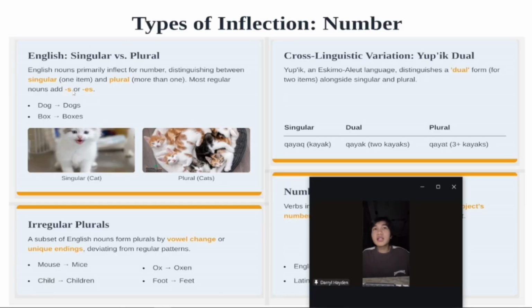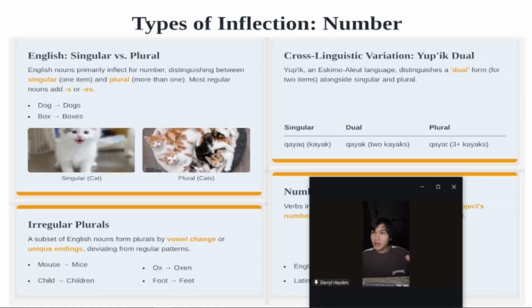This is the common and regular suffix added to nouns in English, s or es. But there are also special cases, called irregular plurals, where the noun doesn't take s or es but changes into unique forms like mice, oxen, feet, and children. Another example is sheep. Sheep has the same form whether singular or plural. It is still written as sheep.